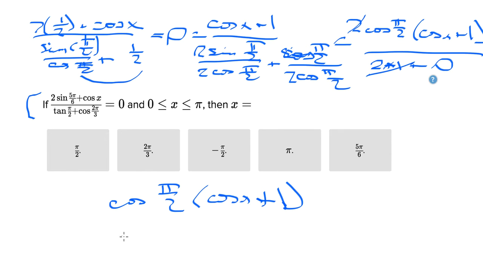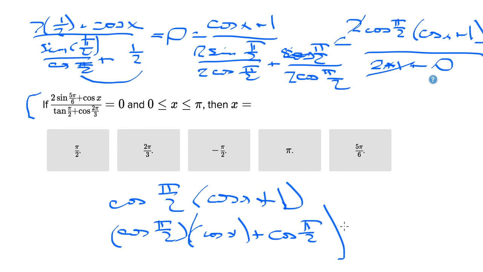That looks really nice now, because we can multiply cosine of pi over 2 times each of these. So we're going to have the cosine of pi over 2 times the cosine of x, plus the cosine of pi over 2. So all of this we know has to equal 0, right? Oh, whoops, never mind, not all of that. So what we can do now is subtract the cosine of pi over 2 to the other side, so that now, instead of equaling 0, cosine of pi over 2 times cosine of x is just going to equal negative cosine of pi over 2.